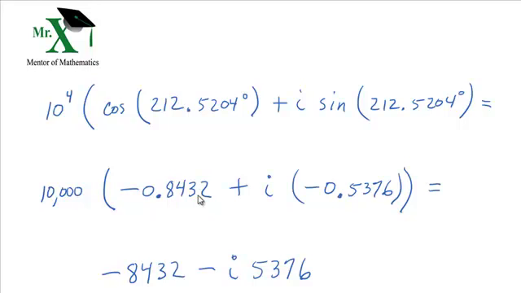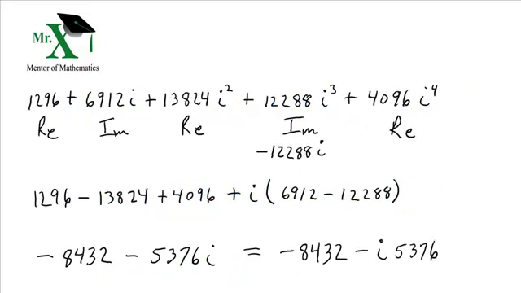So we get this number for the cosine of 212.5204 degrees. We get this number for the sine of 212.5204 degrees. And what makes this really nice is that we have a 10,000 out front. So when we multiply these numbers by 10,000, obviously we move the decimal point 4 places. And we get this, which agrees with the result we got from binomial expansion.